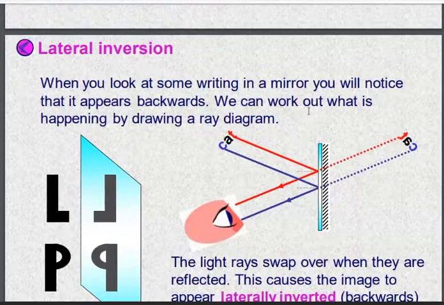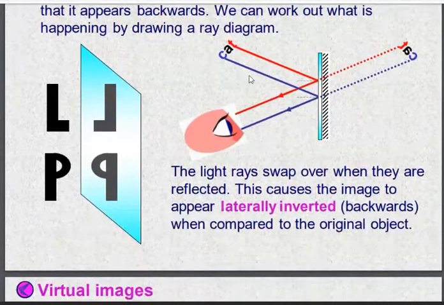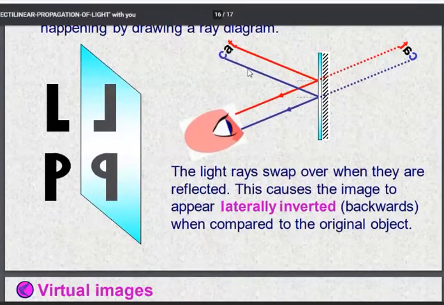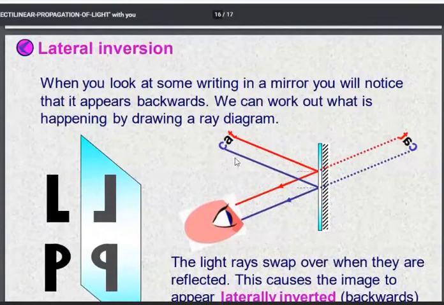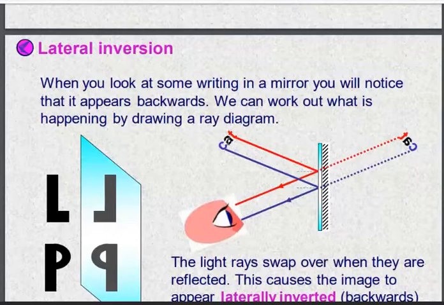We can work out what is happening by drawing a ray diagram. Say this is the alphabet A. You will see that this A will be laterally inverted. That means its right will be inverted to left. So here, this is the object and here is the image. This is the incident ray coming from the object and reflected into the eye. So our eye will assume that light is coming from this side.